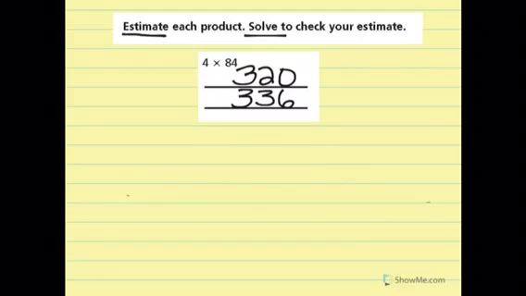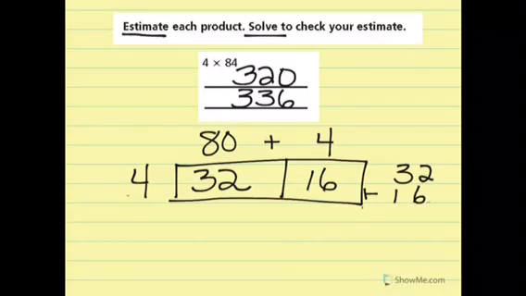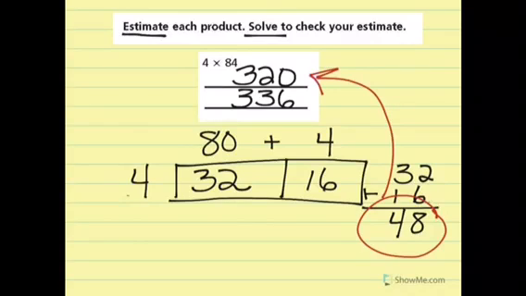A common mistake is students sometimes forget about the 0. So they still set up their area model and they have 80 plus 4. But when doing 4 times 80, the mistake could be to just simply write 32 and forget about the 0. Then 4 times 4 is 16, and when you add 32 and 16, you get 48. If you estimate first, then hopefully you would notice that 48 is way off of your estimate. So this would not be correct.